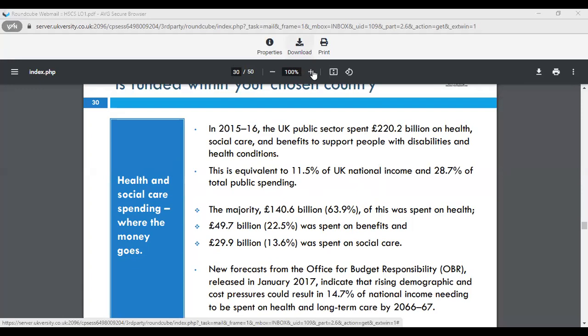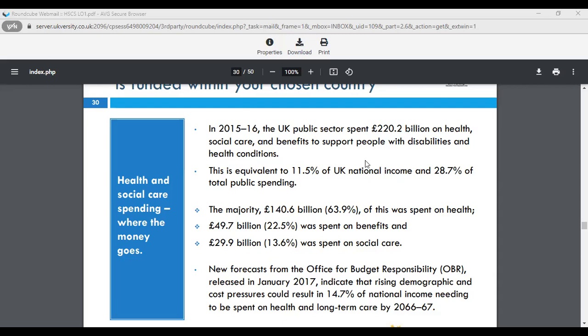Okay, thank you, Esther. So in 2015 to 16, we see that the UK public sector spent around 220 billion on health, social care, and benefits to support people who had disabilities and health conditions. This is equivalent to 11.5% of the UK's national income, which is a huge amount, and 28.7% of the total public spending. So this is just one chunk, just supporting people with disabilities and health conditions.